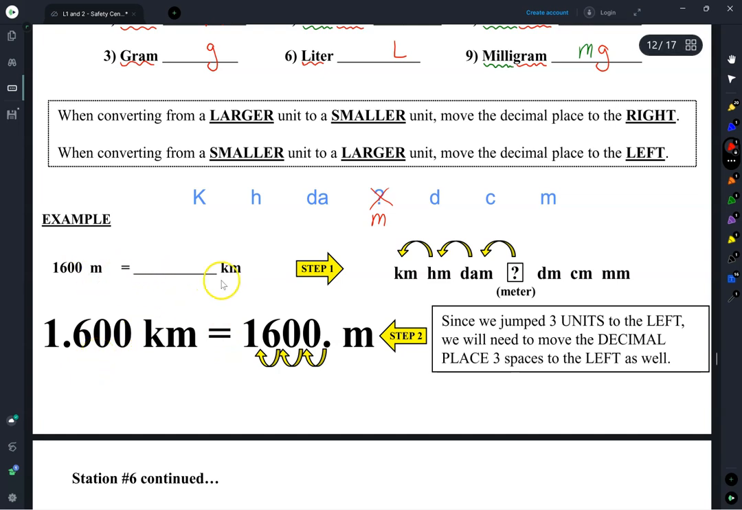Since I'm moving from meters to kilometers, I'll be starting from here and going to the left. This requires me to jump once, twice, 3 times to the left, and that's just what I'll do with the actual decimal point itself. Now remember, if there's no decimal point in the number itself, you can assume that's always at the very end. So here we go. We're going to jump 3 to the left. 1, 2, 3. So the new location of my decimal is between the 1 and the 6, meaning 1,600 meters is equivalent to 1.6 kilometers.